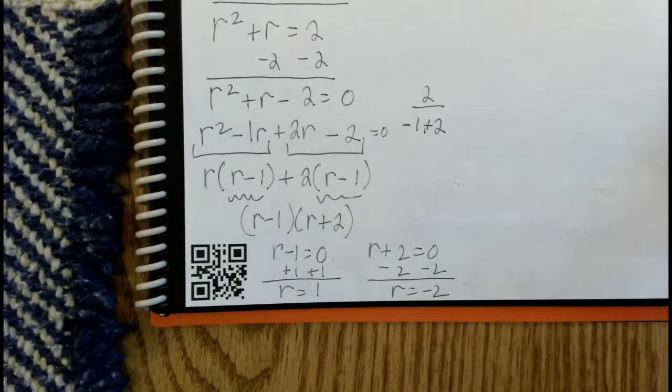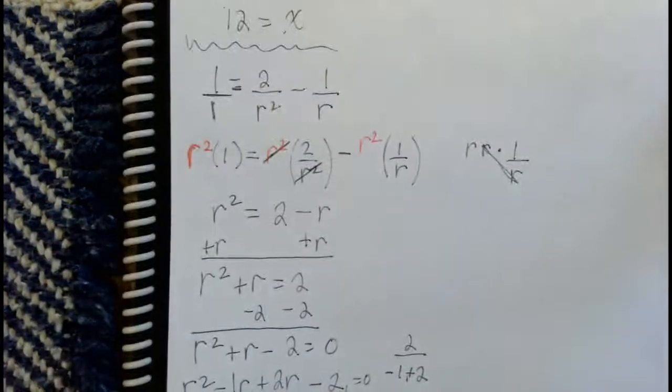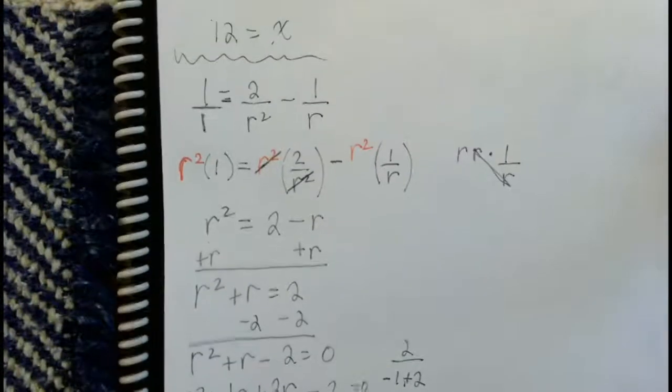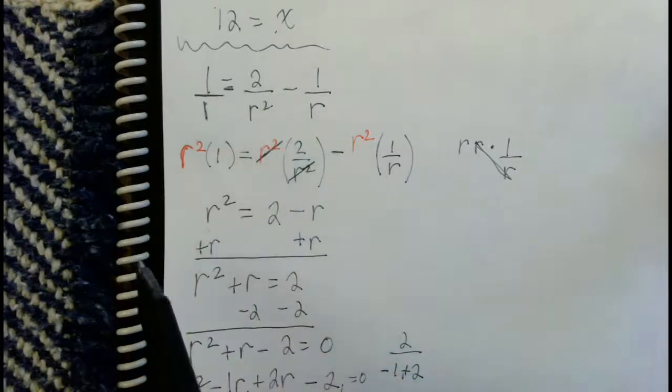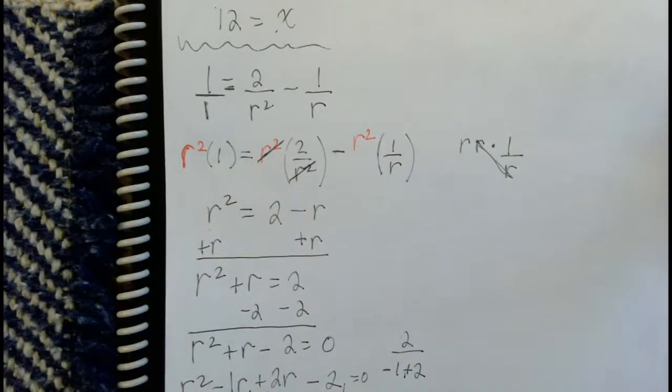But what we need to do to finish here is check and see, do we have extraneous solutions? So where we're going to go is back into the original equation, and remember that we cannot have 0 in our denominator. So if we put 1 back in here, 1 squared, not 0, 1, not 0, 1 is an answer.